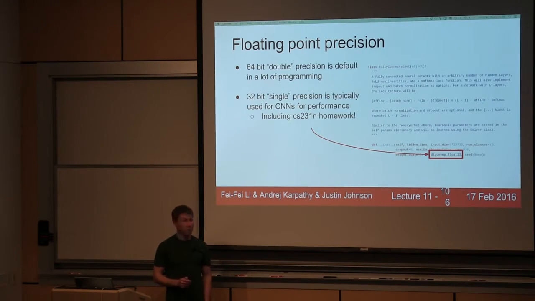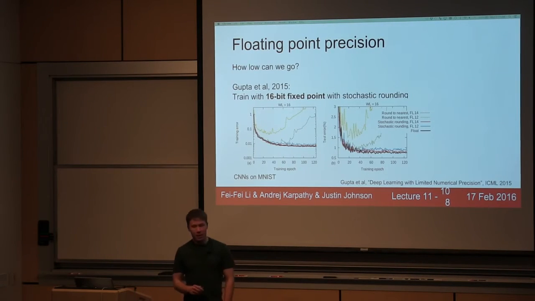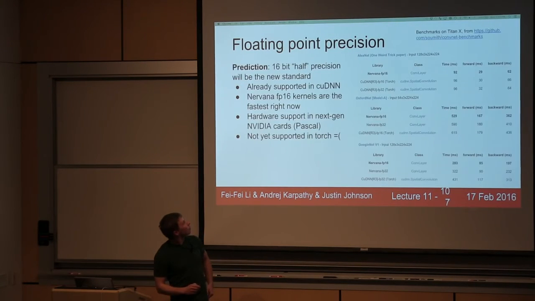So the obvious question is, if 32 bits are better than 64 bits, then maybe we can use less than that, right? There's this idea of using 16 bits. In addition to 32-bit floating point, there's also a standard for 16-bit floating point, sometimes called half precision. And recent versions of cuDNN do support computing things in half precision, so that's cool.